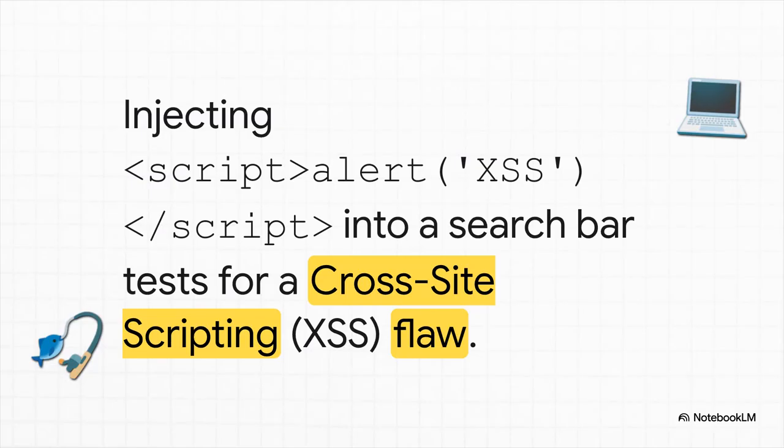Next up, the attacker moves to the search bar to test for a totally different flaw called cross-site scripting, or XSS. They start by injecting this little piece of code. Now, this script itself is harmless. It's just a probe. Think of it like a canary in a coal mine. If the app is vulnerable, it'll run this code, and a little alert box will pop up on the screen. That pop-up is the signal. It's the proof that a much more dangerous attack is possible.